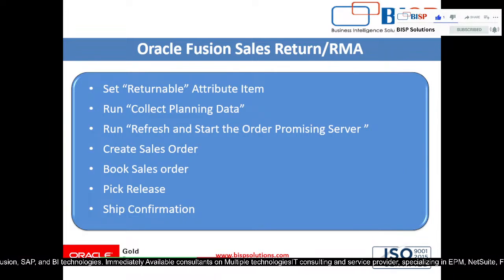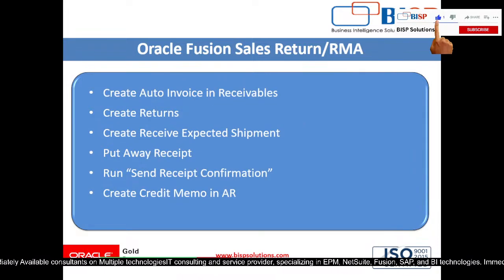After that we create the sales order and book the sales order, and then we pick, release, ship confirm, and create the auto invoice in receivable. After that, when the customer receives the item and if there is some mistake in the item, he can return the item to our organization. So in that case we create the sales return.